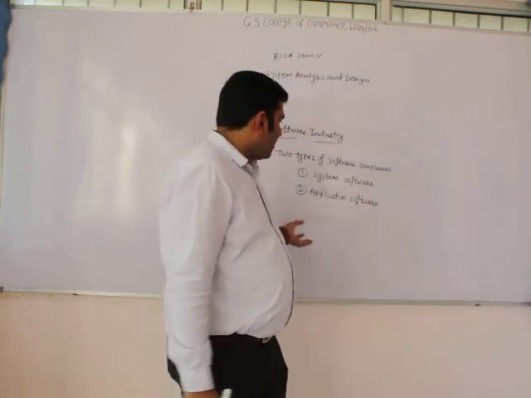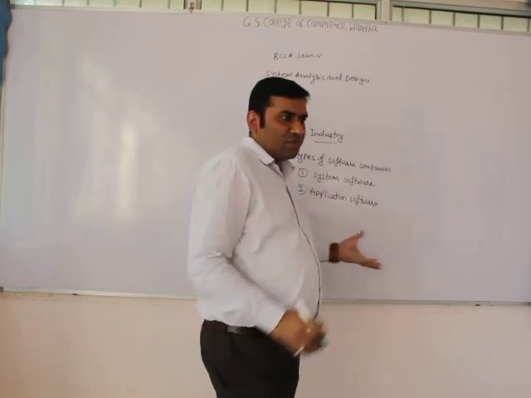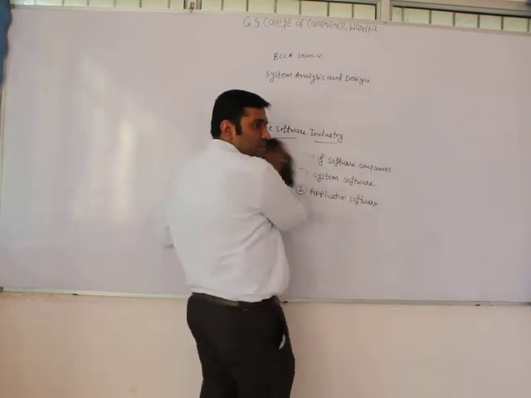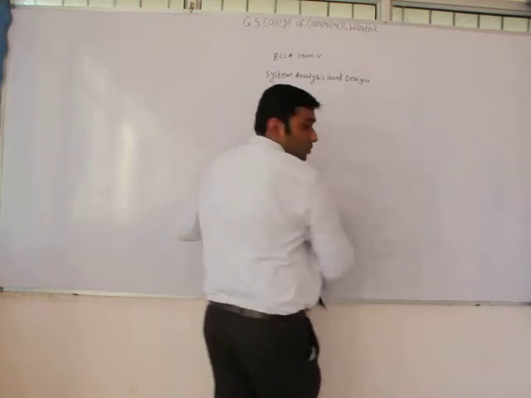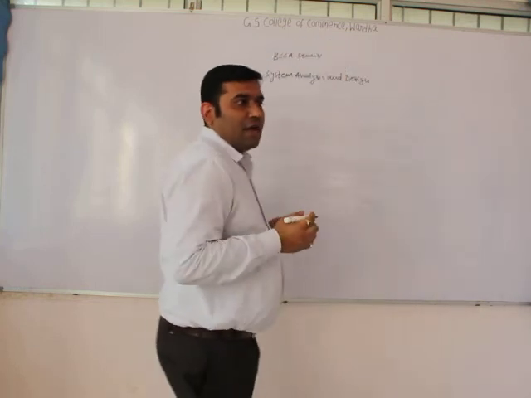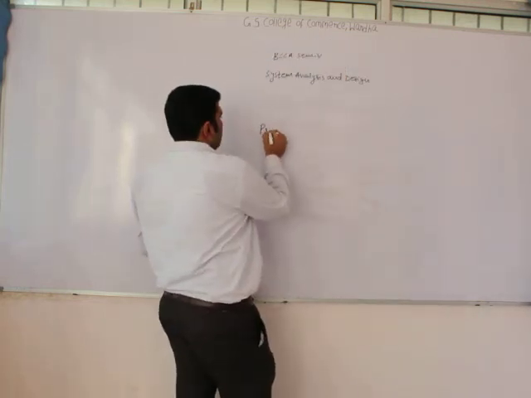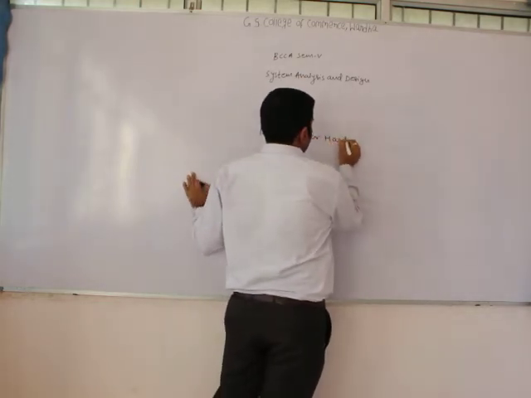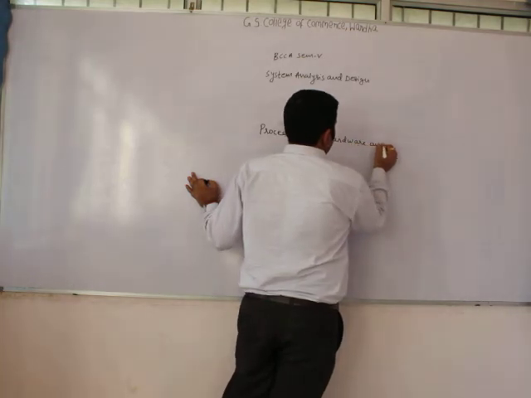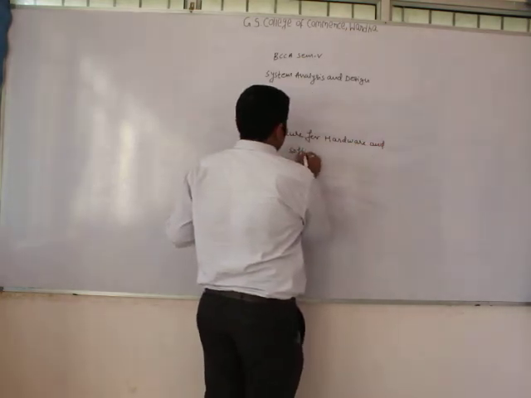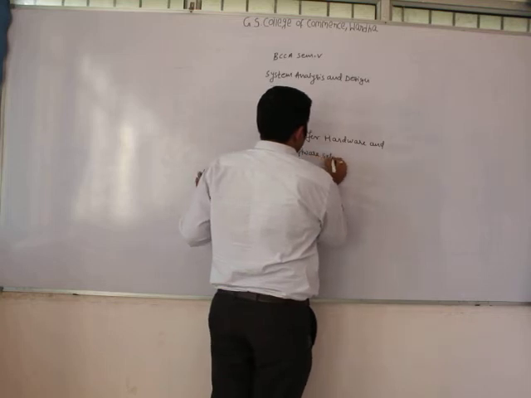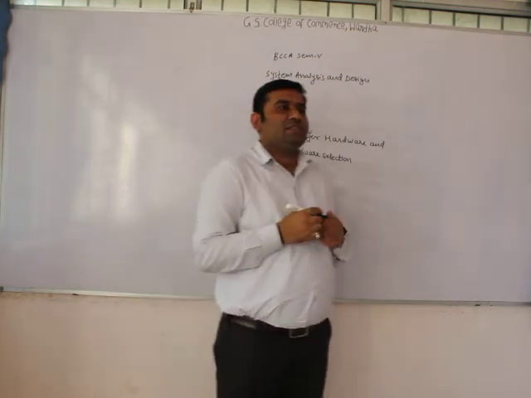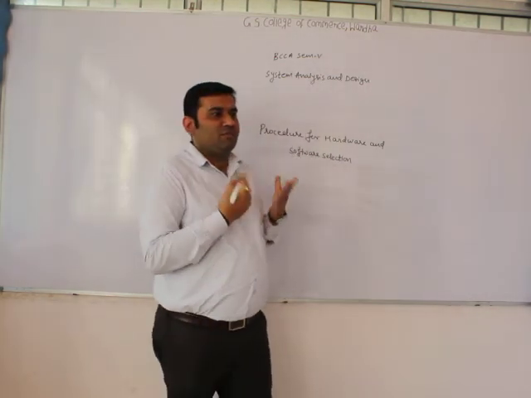There are two types of software: first is the system software, and second is the application software. Then the next is the procedure for hardware and software selection. Today, selecting a system is a serious and time-consuming business.